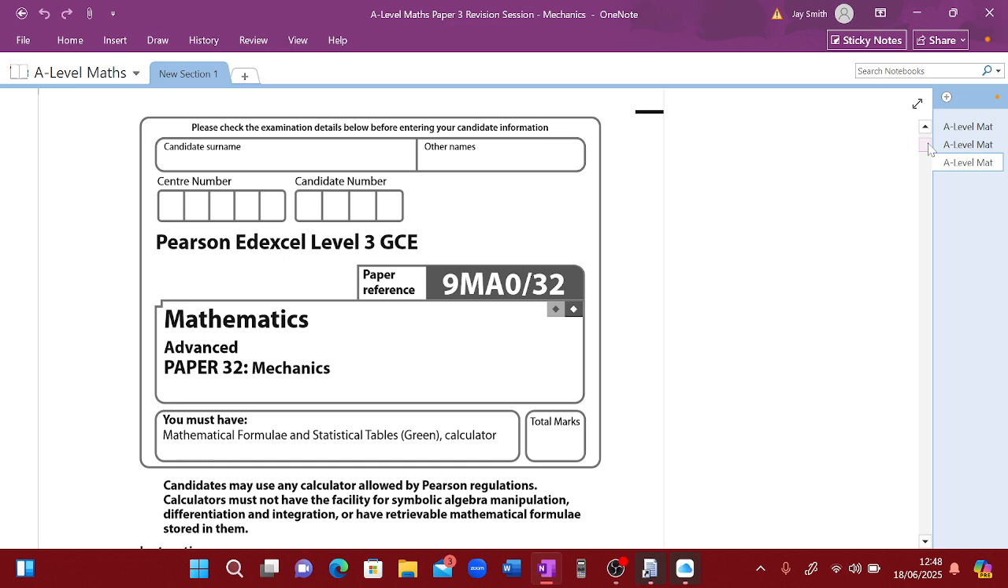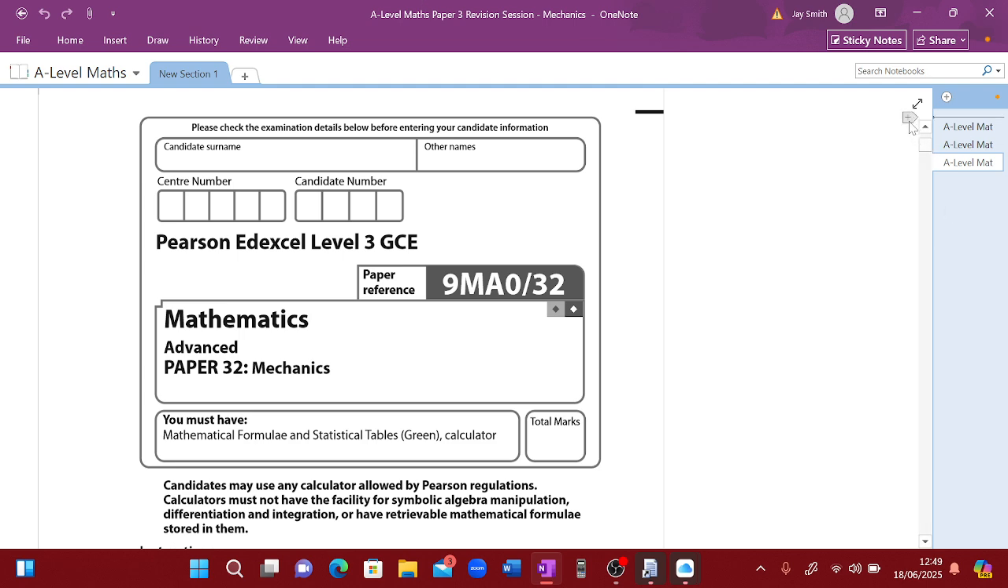Okay, so this will be the follow-up session from the stats revision session I did yesterday, depending when you've seen it, obviously. But this will be the mechanics part of it. So this is again from June 2022, and I've already done the stats 2022.